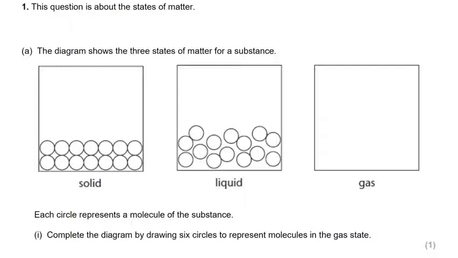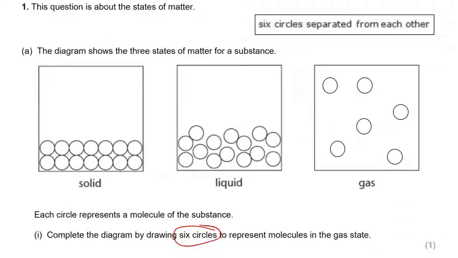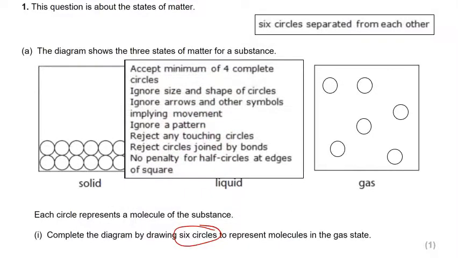It's asked for you to complete the diagram by drawing 6 circles to represent the molecules in the gas state. Now you should have done this. They should not be touching because they've got a lot of energy, but as you can see, they've stayed the same size. It did ask you to draw 6. When it asks you to do something, you have to do exactly what they say. Sometimes you may lose out on marks. So six circles separated from each other. That's what the mark scheme says. It does accept a minimum of 4, but just to be safe, I would always do what the exam tells you to do.